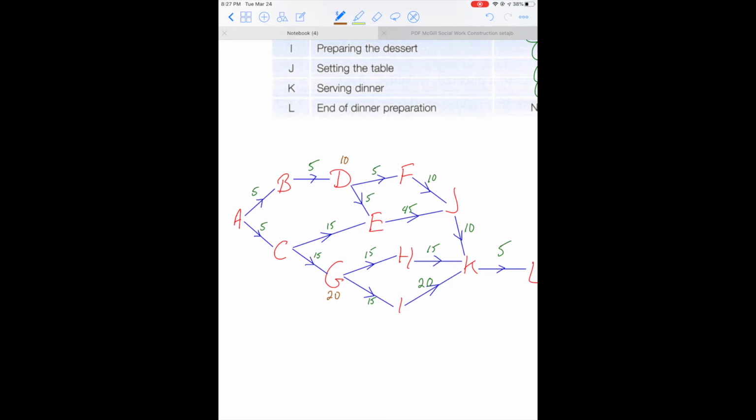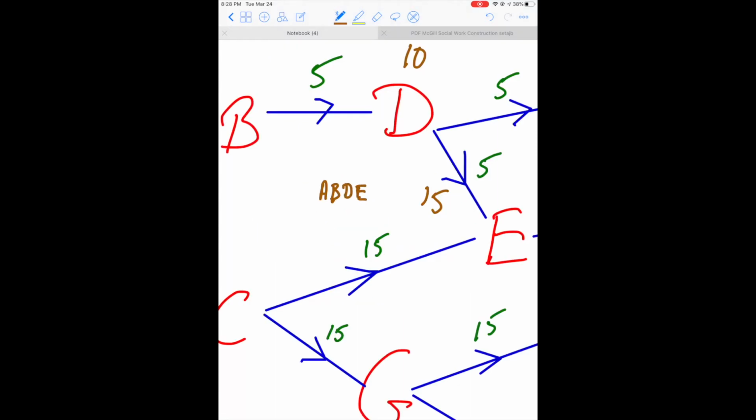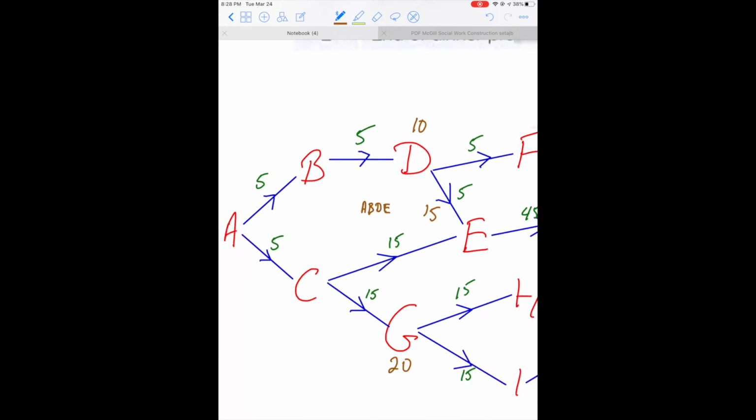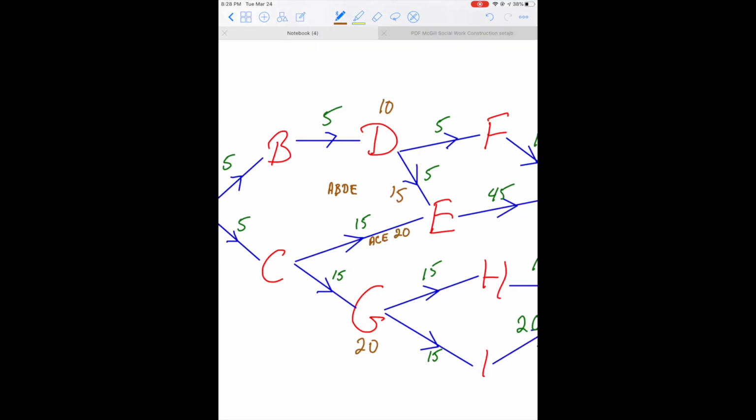I can come by A, B, D, and E. That is going to be 15. It's going to take me 15 that way. Or I could go A, C to E, which is going to be 20. I can go 15 or 20. We always have to go the longer route.